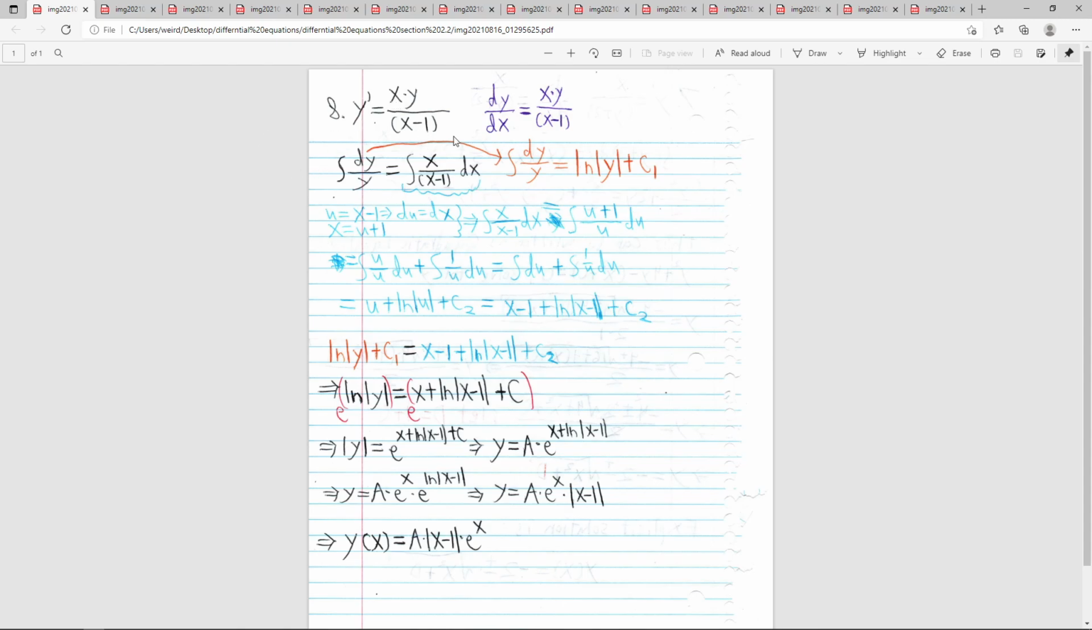So number 8, it's y prime equals x times y divided by x minus 1. dy dx equals x times y divided by x minus 1. So we can just divide out y, and we get integrals. So dy over y integral and x over x minus 1 dx. And I put it in blue, of course, all the work for x. Hope you can see that fine. And that's what I did in blue.